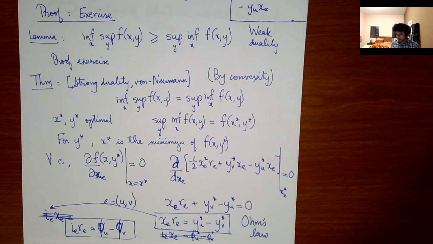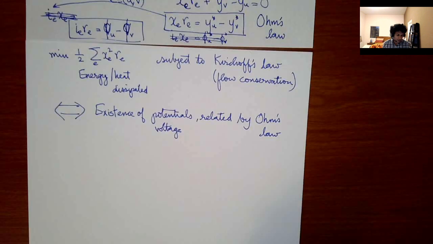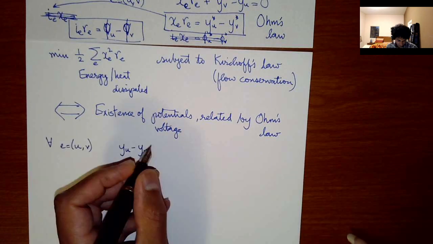Okay, so now that we have that, let me give you another nugget. If we want to solve this problem, instead of trying to just solve the primal problem, we now have Ohm's law that we can use. So how are we going to use Ohm's law? Let's write this out. For every edge uv, here's what we want to solve. You want to solve Ohm's law: yu minus yv is equal to xe re. Right? So current times resistance is equal to the potential difference, or the voltage.